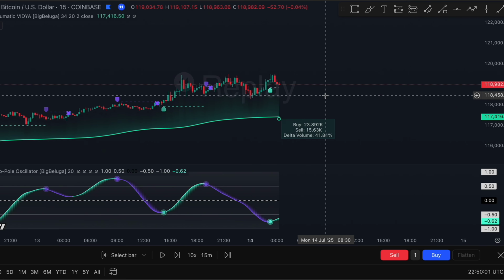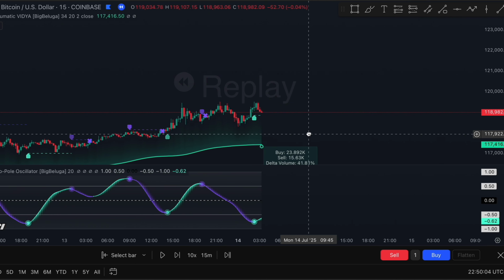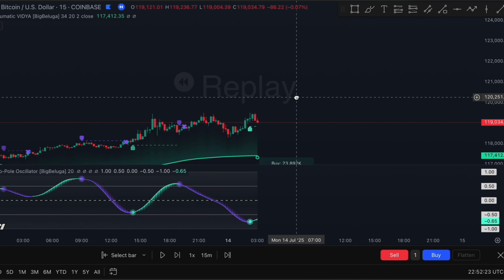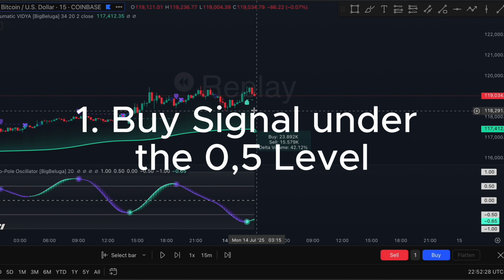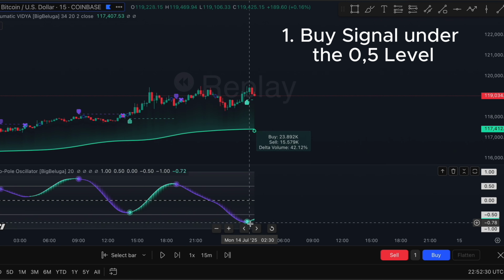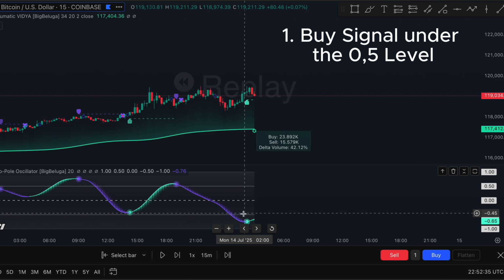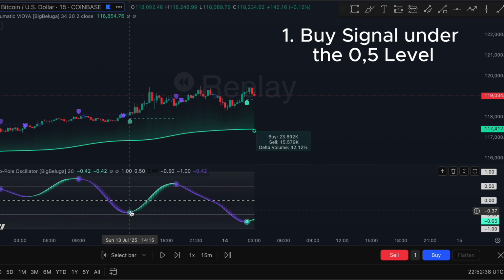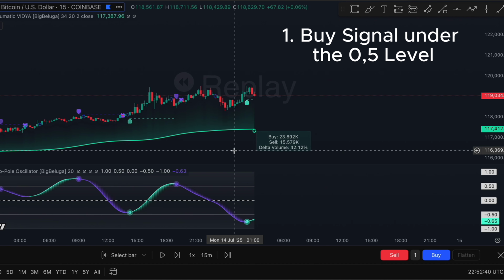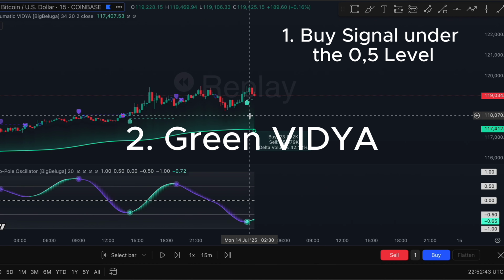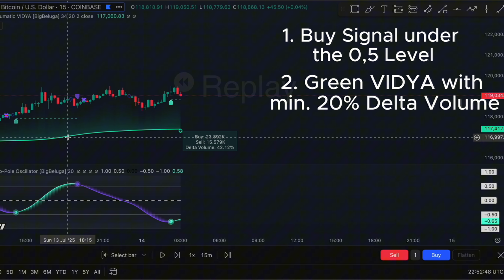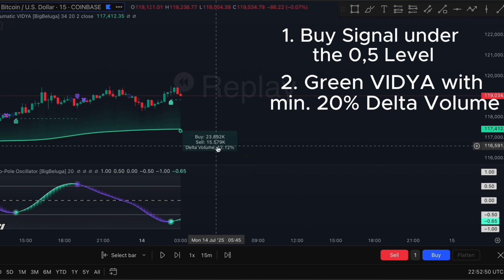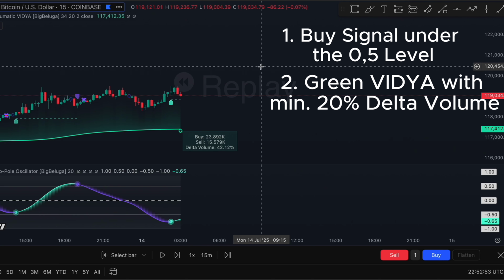Now, let's outline the precise rules for executing trades. For a long buy position, the strategy requires 3 conditions to be met for an entry. First, a buy signal must be printed by the two-pole oscillator, and crucially, this signal must appear under the 0.5 level on the oscillator scale. If printed above this line, the signal is considered invalid. Second, at the exact moment the two-pole oscillator signal appears, the VIDIA indicator must be colored green, confirming a bullish trend, and its delta volume must be at least 20% to confirm sufficient trend strength.